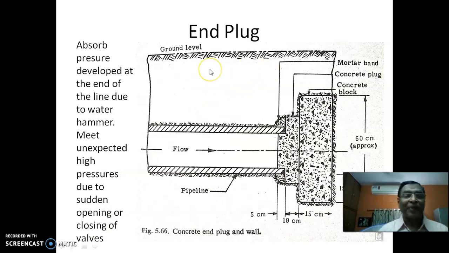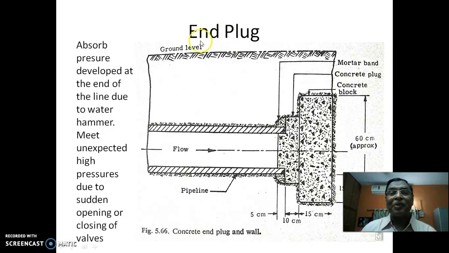Then the end plug. At the end of the pipeline, you must provide this end plug. There is a concrete block, a concrete plug, then the mortar band. At the end of this underground irrigation pipe, you should provide it. The dimensions are here, all these things.